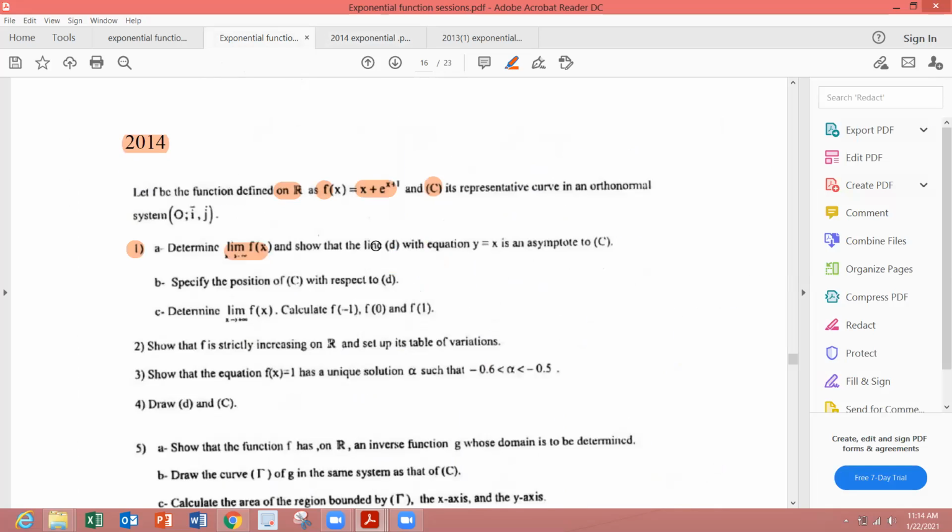And show that the line D with equation y = x is an asymptote to C. How to prove the line y = x is an asymptote to C? We take the limit of f(x) minus y_D as x tends to minus infinity. Why did we take minus, not plus? Because we said it is minus.